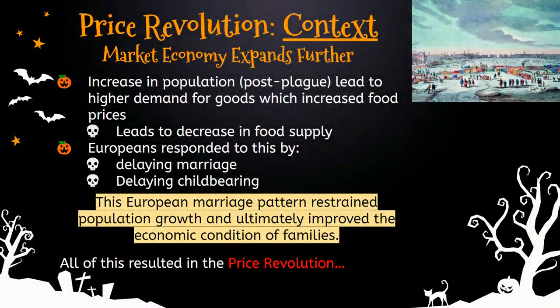Next topic we want to talk about is something called the price revolution. And we want to give you a little bit of context for that. So this is where the market economy is going to continue to expand. So here's your context. We're going to see an increase in the population after the plague, which led to a higher demand for goods, which then increased food prices, right? So we have more people, which means we want more stuff, which means those prices are going to go up.